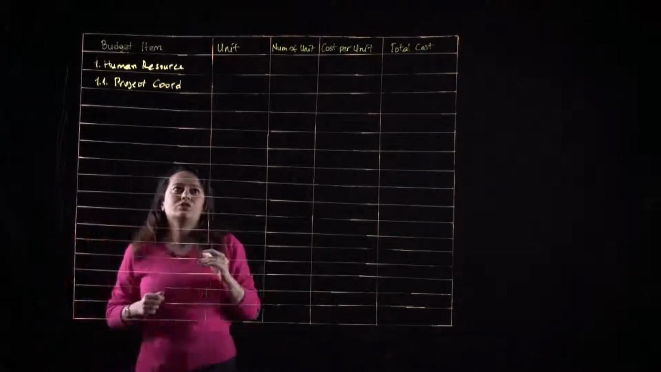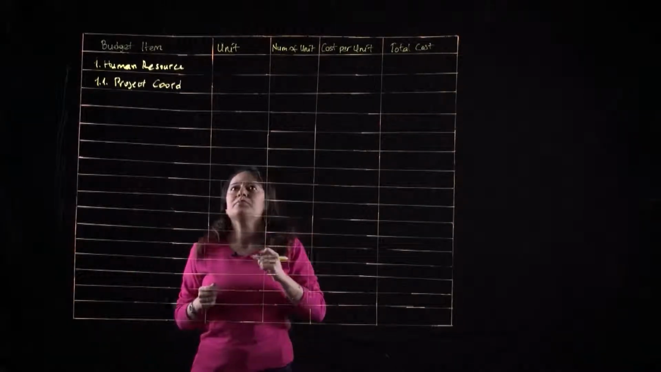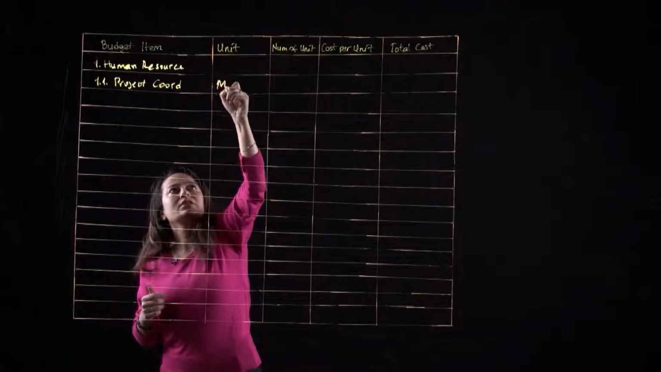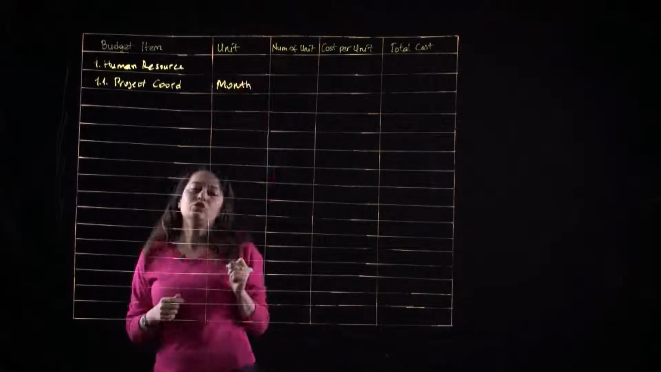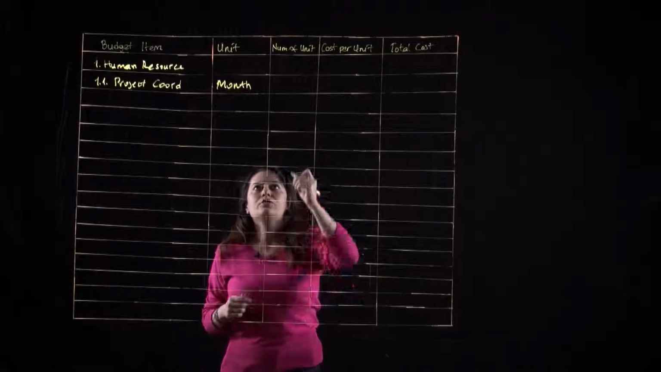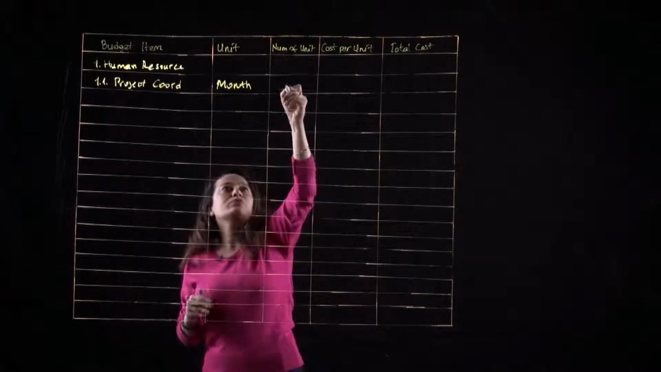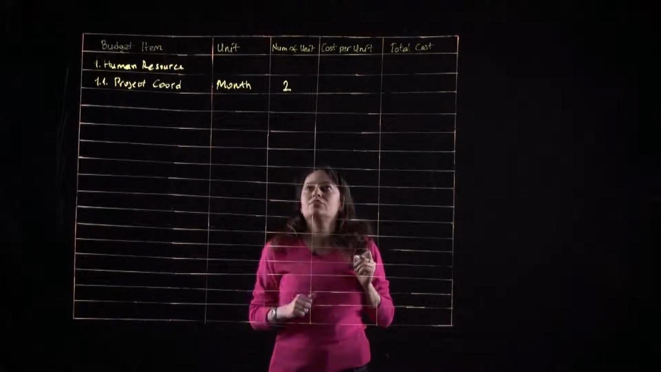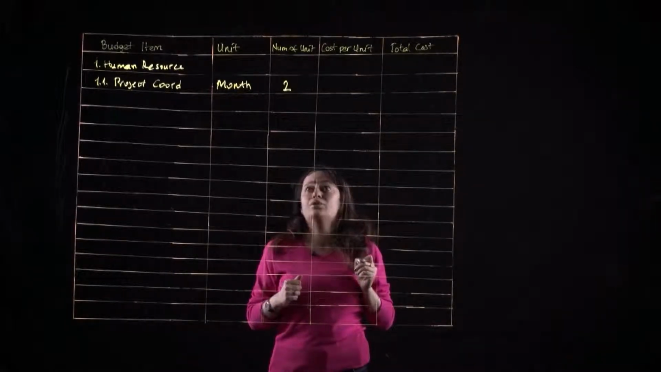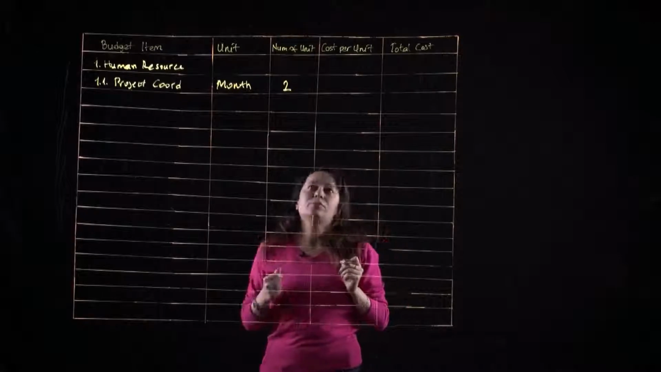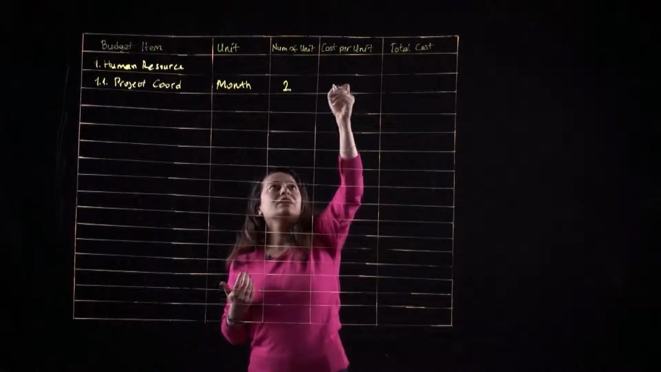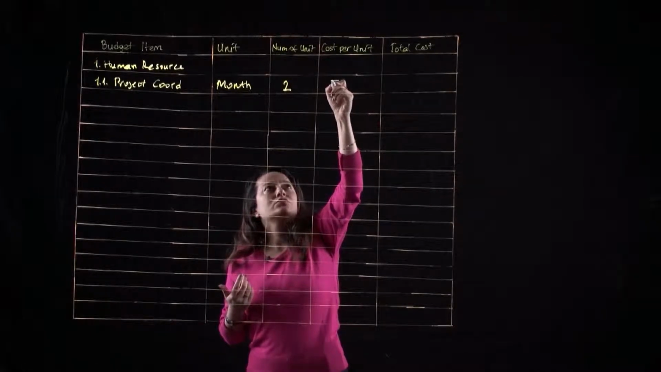Probably we will have a coordinator for this activity. The unit he or she will work for maybe monthly. So the unit is month. And number of units, let's have he will work for 2 months. Cost per unit, so how much will be the monthly salary of the project coordinator for full time? Maybe he will take or she will take 500 euros.